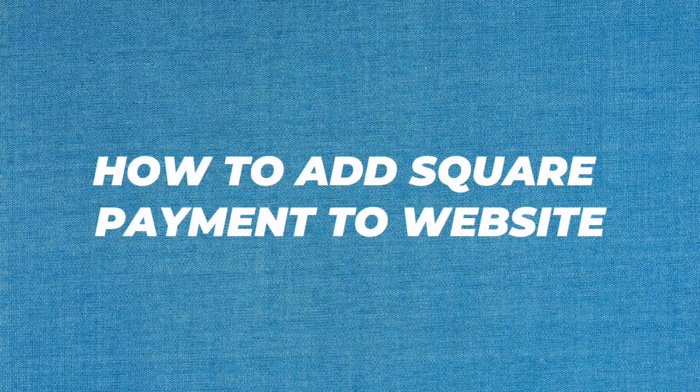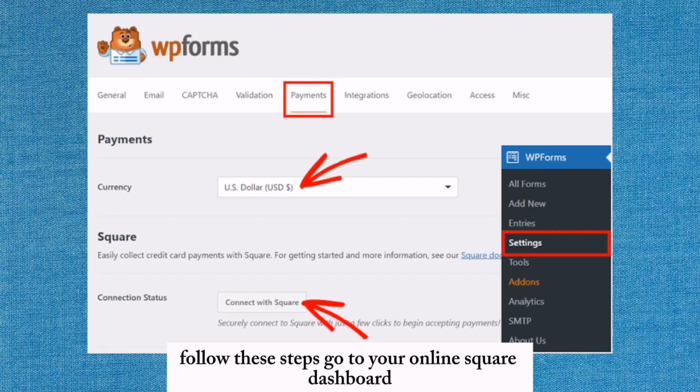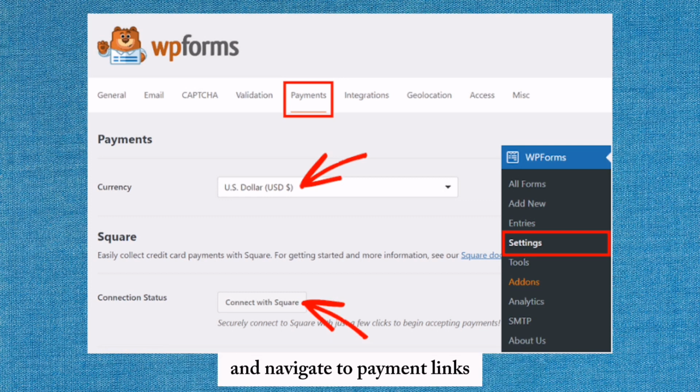How to add Square Payment to website. To add a Square Payment link buy button to your website, follow these steps. Go to your online Square dashboard and navigate to Payment Links. Click on Add Button to Website.